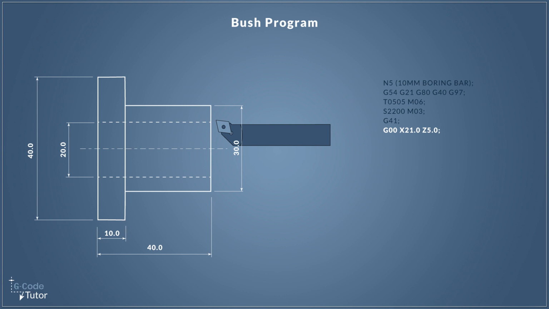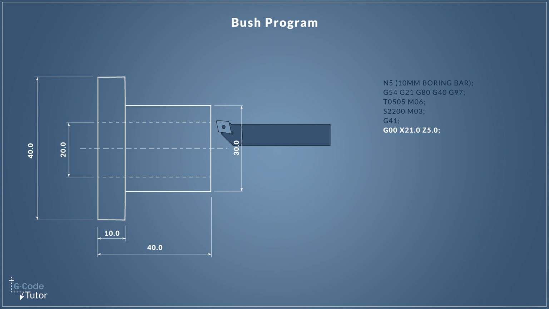So X21 brings our tool down to the 21mm diameter. And we've got a 20mm bore here, so this brings us 0.5mm above that next cutting surface. I'll go into more about why we're coming at X21 and not X20 in a minute.